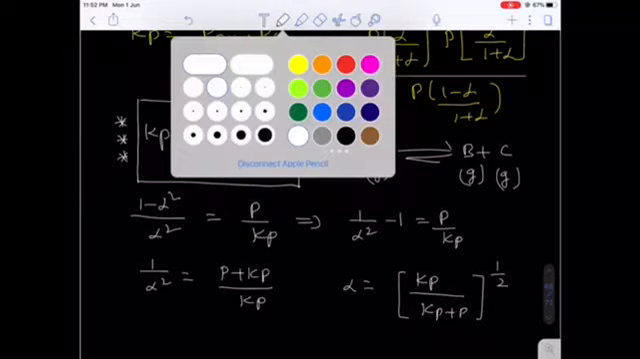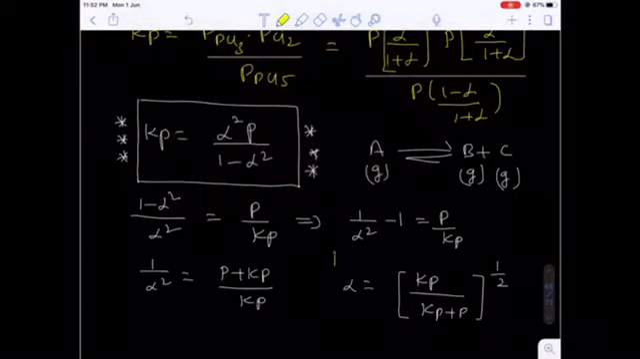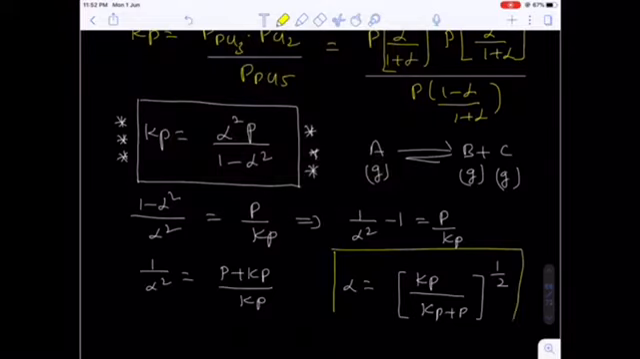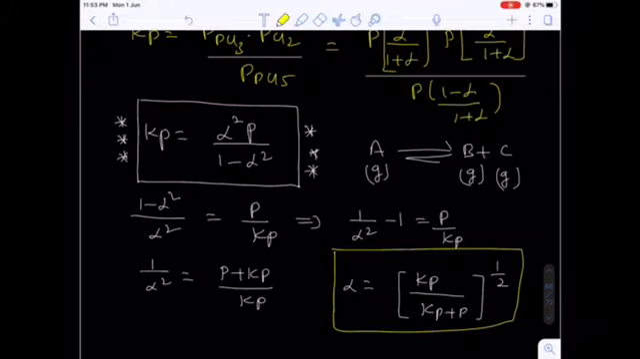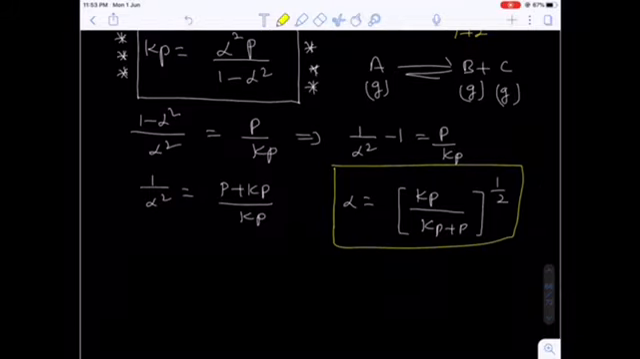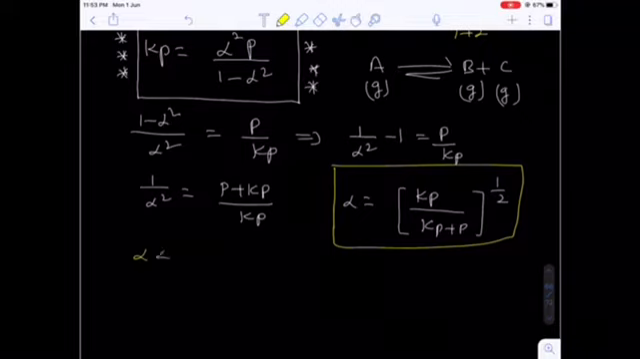This is a very important objective question regarding PCl5 gives PCl3 plus Cl2. Otherwise, the general expression is A gives B plus C. This is the expression for alpha. Now here in this expression, let's suppose alpha is too small compared to 1.